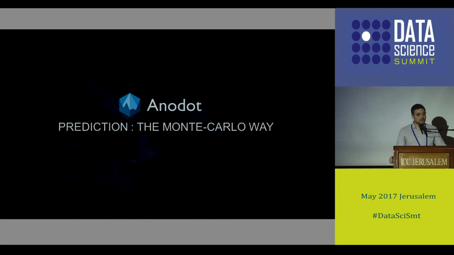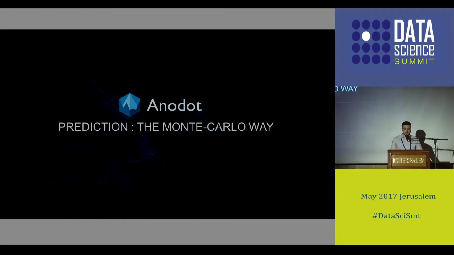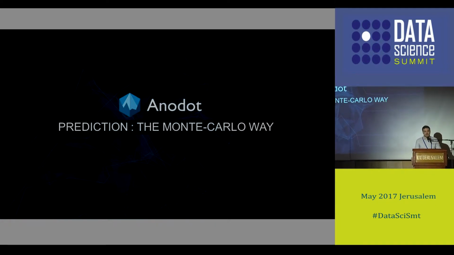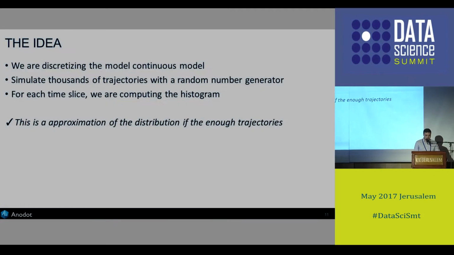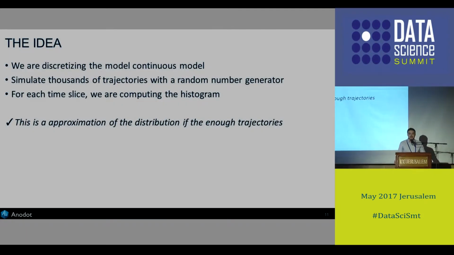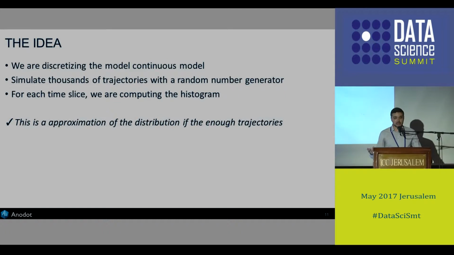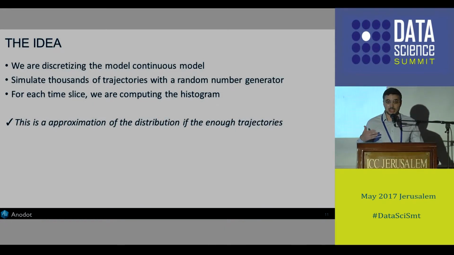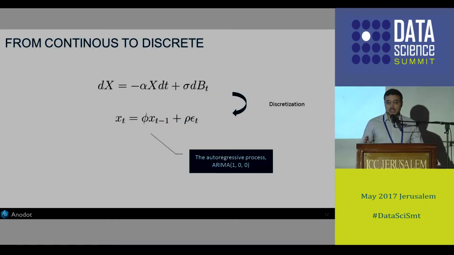So I promised you to discuss two different ways to make predictions. The first one is known by most people working on time series modeling. This is the Monte Carlo way. The idea behind Monte Carlo is relatively easy. In fact, we have a model. We will write a discrete time model. We will simulate thousands of series based on this model. And from this, for each slice of time of the trajectories we have simulated, we get our prediction. For each slice of time, we have an approximation of the distribution. Don't worry, there will be a picture after.